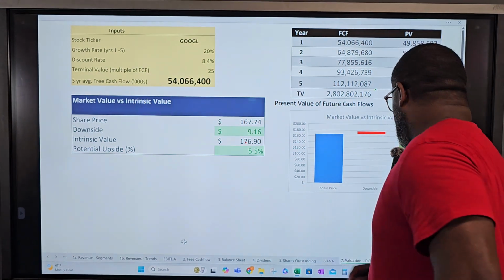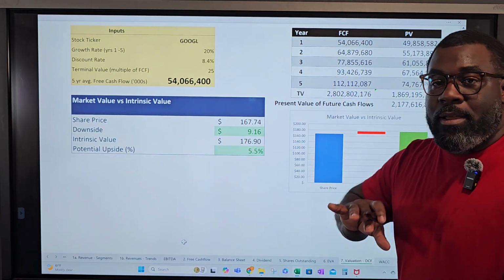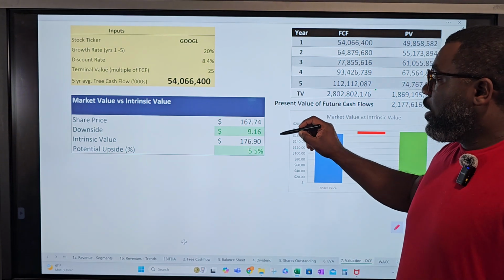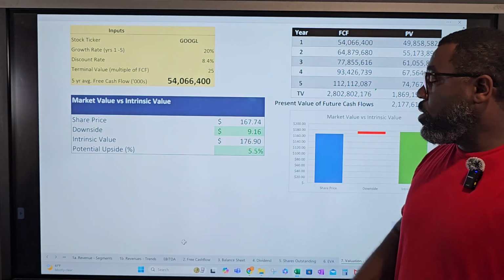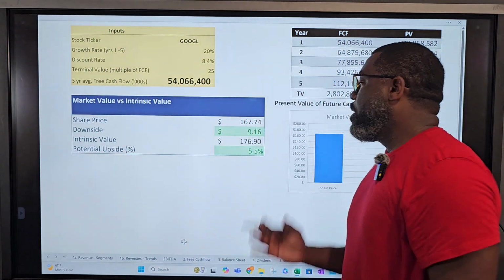Now, again, just to give my disclaimer, these are based on my assumptions. This is my educated guess at the value of the company. This isn't necessarily a science. It's not 2 + 2. It's an art to it. And based on my picture, my Mona Lisa, this is where I'm at.